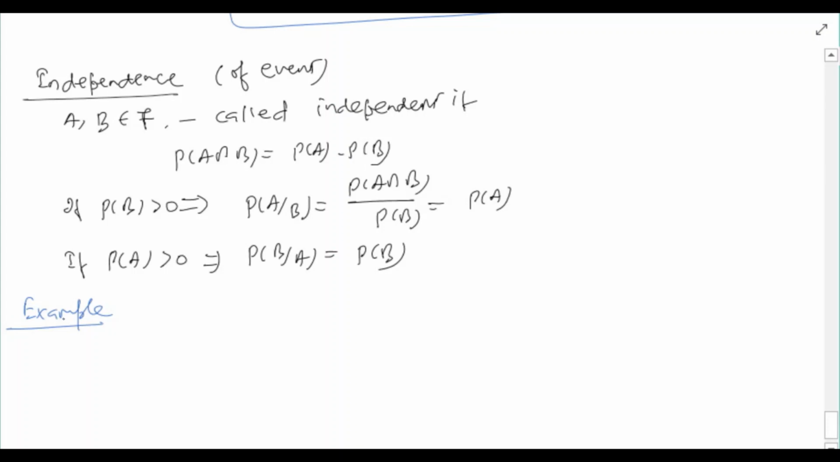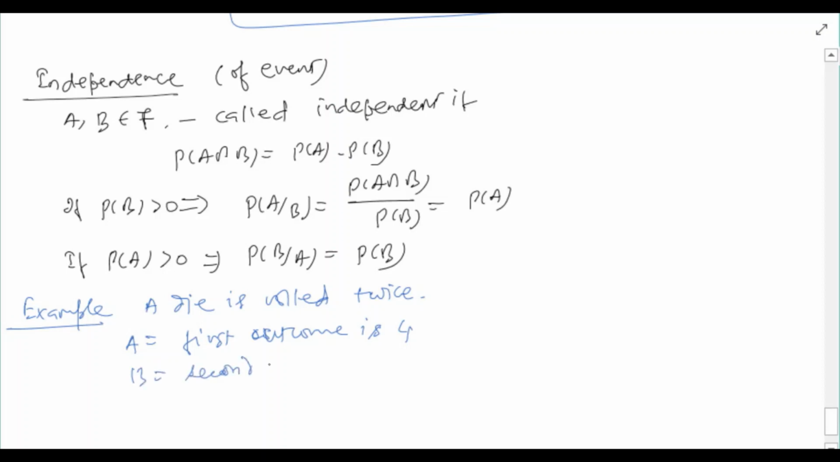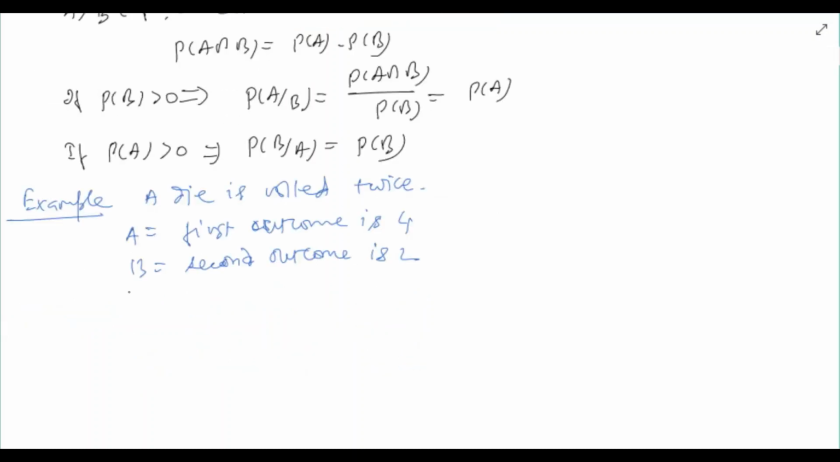Consider the random experiment of a die being rolled twice. Let us define the following events. A is the event that first outcome is 4. B is the event that second outcome is 2. And C is the event that sum of the outcomes is 6.